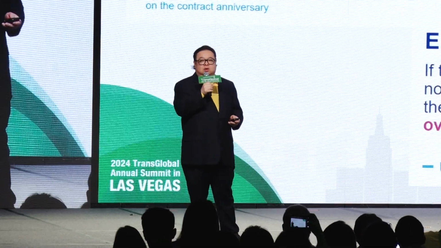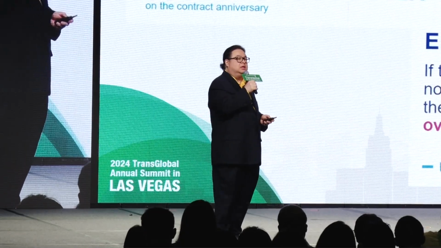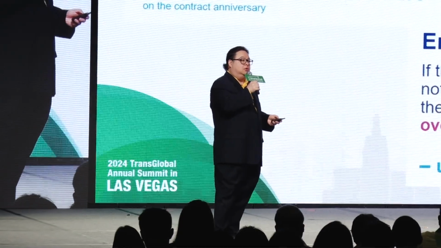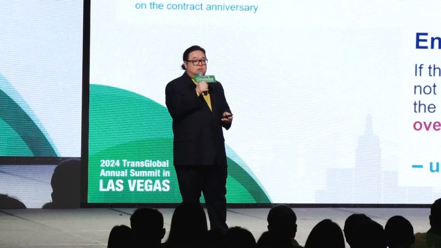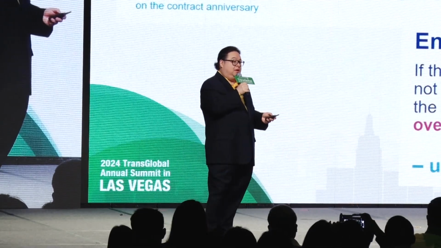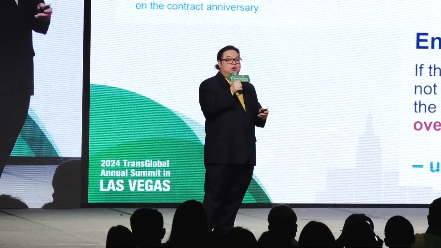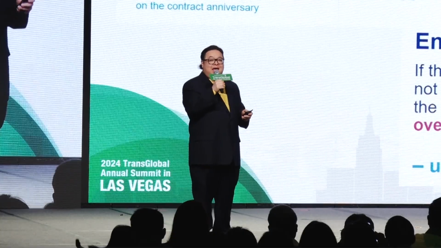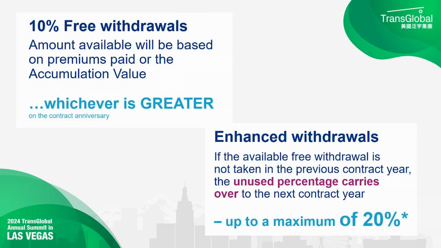95% of free withdrawal from all kinds of annuity products is from your original premium. Allianz AAA free withdrawal is either original premium or the accumulation value. So it is not only your original premium, it can be your accumulation value, which is higher. And if you do not take free withdrawal, you can stock up to 20%. So that's very, very good liquidity.